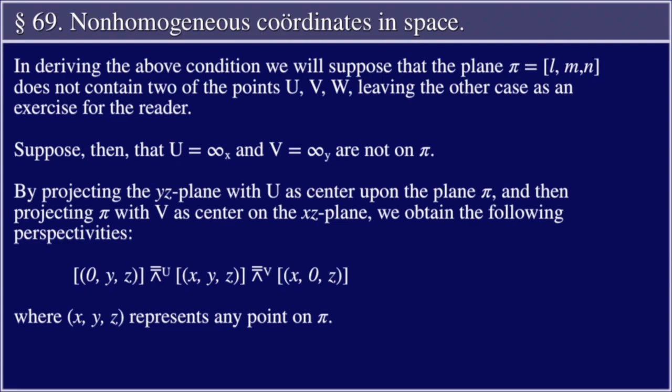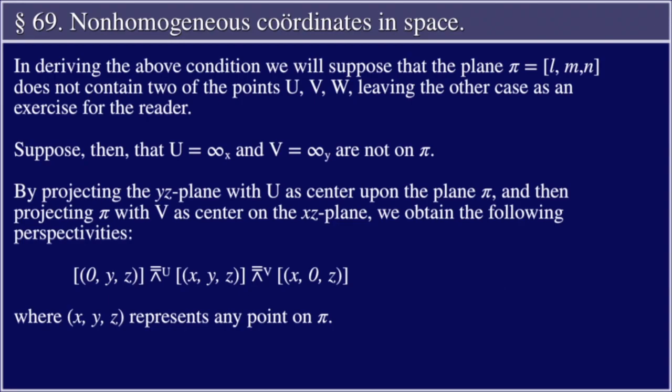In deriving the above condition, we will suppose that the plane pi equal to LMN does not contain two of the points u, v, w, leaving the other case as an exercise for the reader. Suppose then that u equal to infinity sub x and v equal to infinity sub y are not on pi. By projecting the yz plane with u as center upon the plane pi, and then projecting pi with v as center on the xz plane, we obtain the following perspectivities.